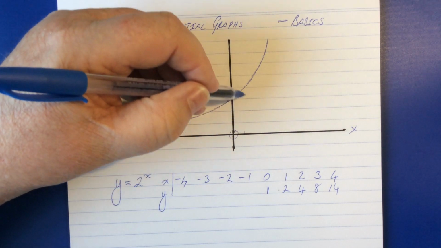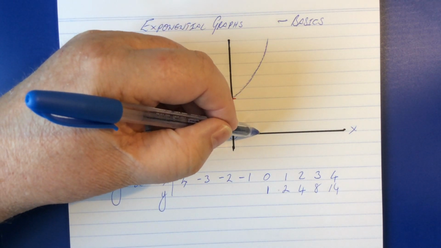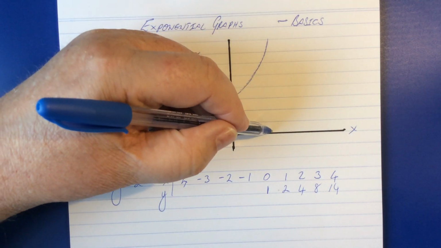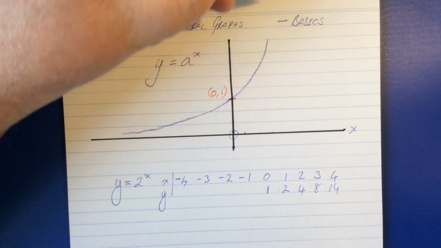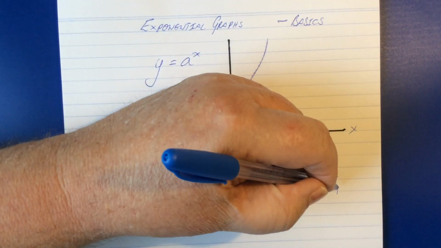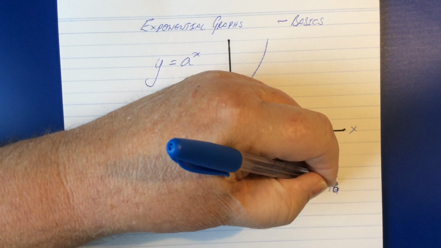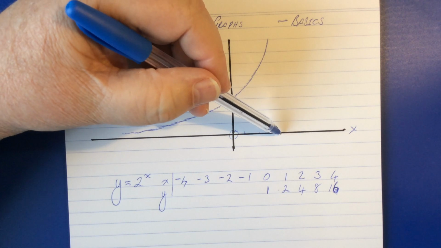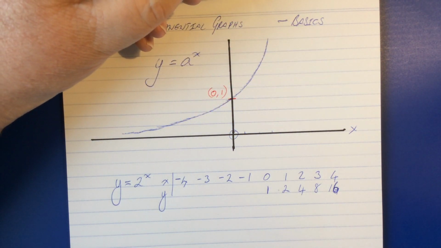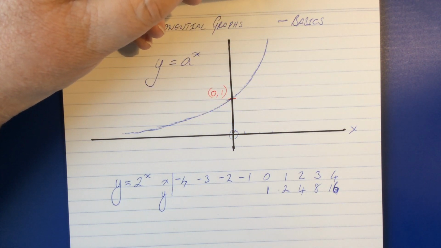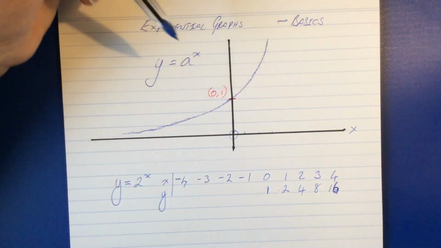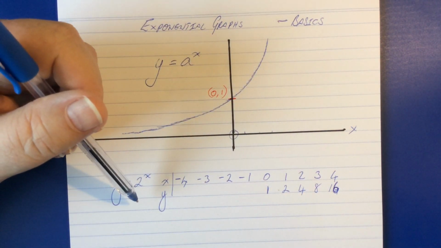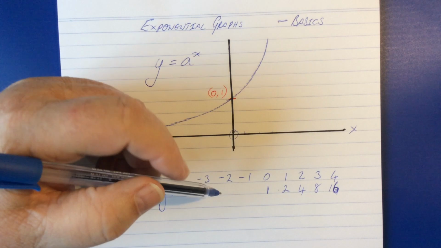So if 1 is here, that might be 2. If 2 is here, that would be 4. If 3 is here, we're already at 8. And it's not 14, it's 16. Oh dear. And 4 out here would put us at 16 up here somewhere. I apologize for that.